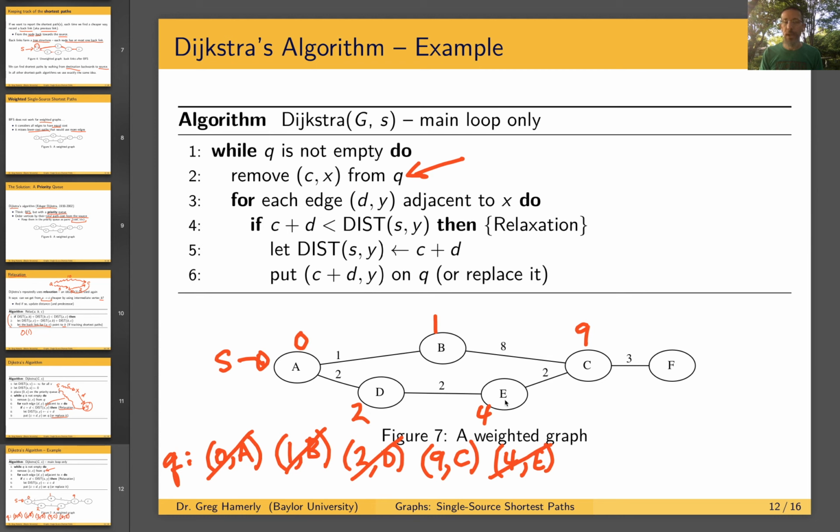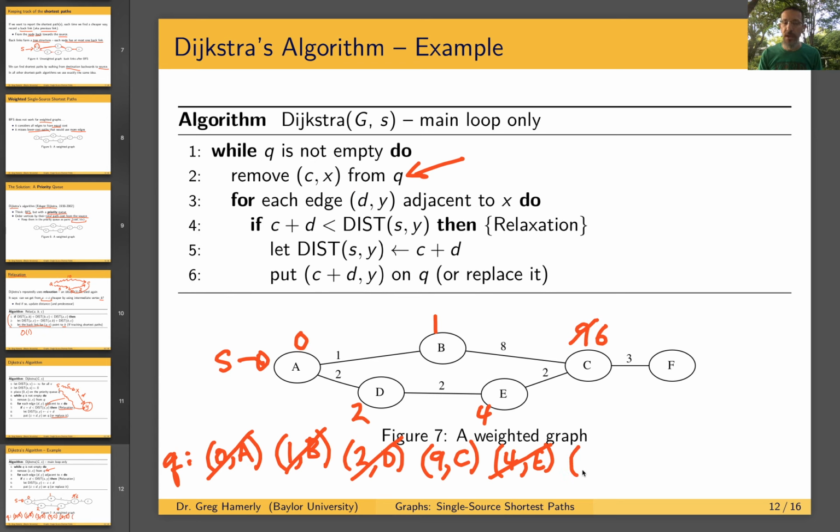We look at the neighbors D and C. Both have been visited so far, but we can actually improve the distance to C, right? When we do this relaxation step on the vertex C, we currently have 9, but we could reduce that down to 4 plus 2, which is 6, okay? So we're going to change this 9 to 6, and furthermore, we're going to put 6 comma C on the priority queue or replace it.